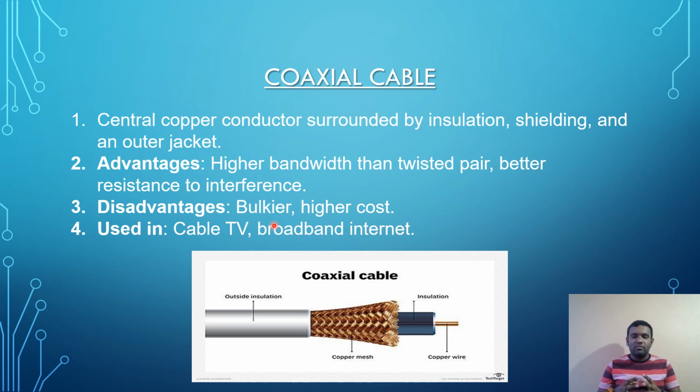And anything you take, there will be disadvantages. The disadvantage of using a coaxial cable is that the coaxial cable is bulkier. It's more bulky than the twisted pair cable, and this comes at a higher cost because the shielding here is by a copper mesh, and this is mostly used in cable TV and broadband internet. So these cable TVs and broadband internets, even though the cable is short, if we are purchasing such a kind of cable, they are costlier than the normal cables.